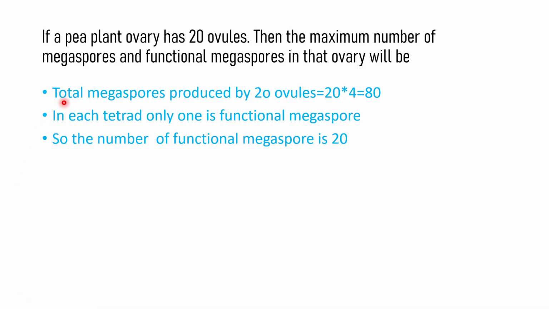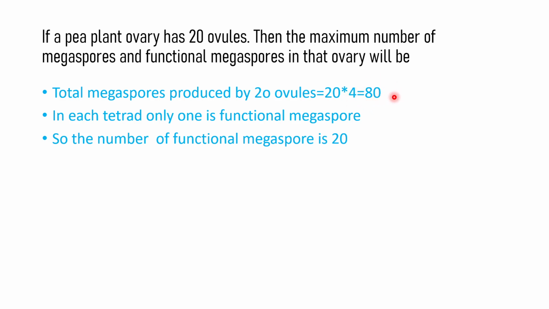Let us check this question. If a pea plant ovary has 20 ovules, then the maximum number of megaspores and functional megaspores in that ovary will be. Let us first find out how many megaspores are possible from 20 ovules. One ovule, 4 megaspores. Yes, one ovule will give rise to 4 megaspores. So, let us multiply 20 into 4. So, a total of 80 megaspores.